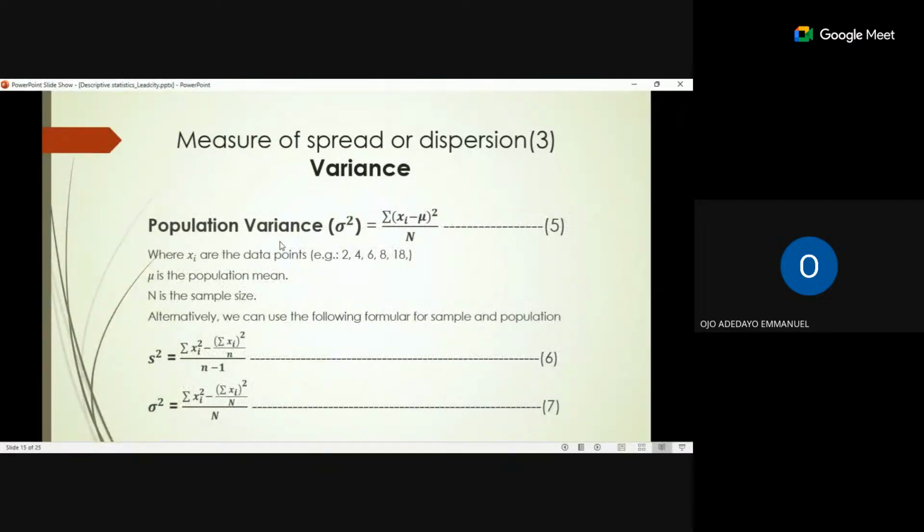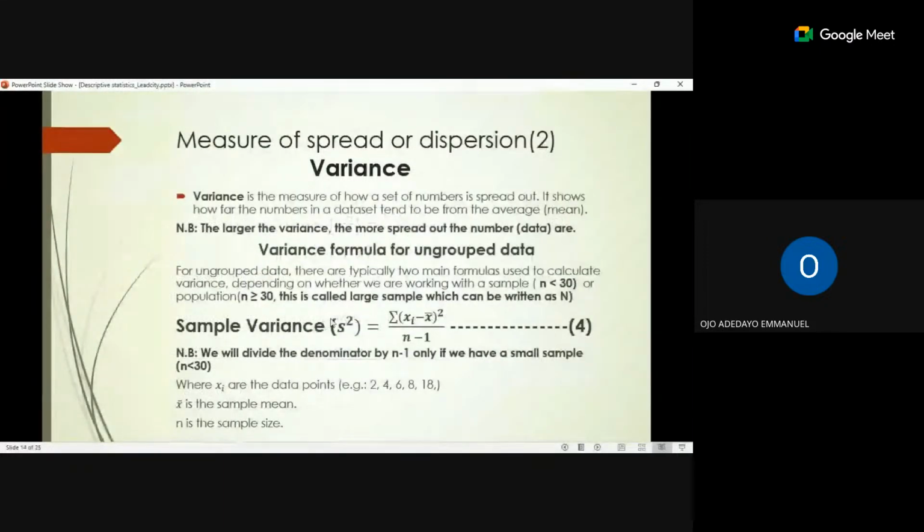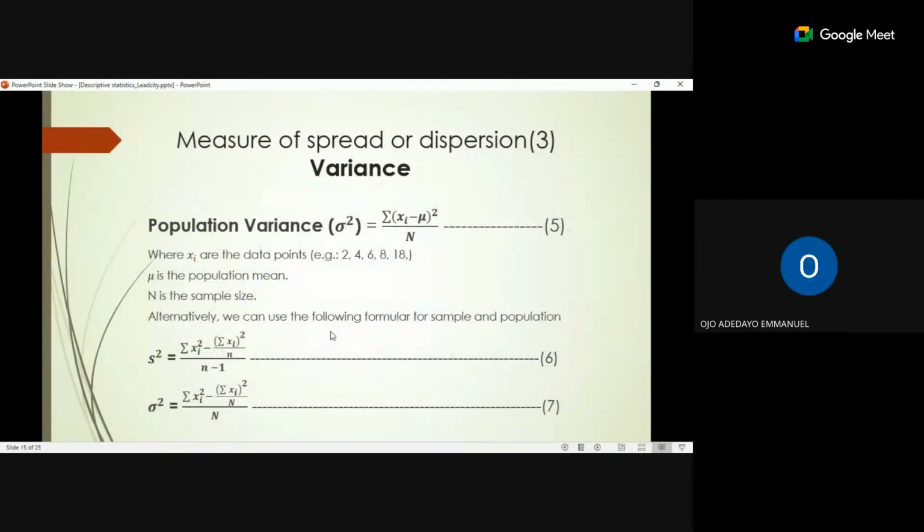Now look at this. This is what we call the population variance. If you look at this symbol, this is called sigma square. But for the sample, we have the small s square. So if your examiner asks you to calculate the population variance and you discover that your sample size is greater than 30, you must write it in sigma square. Immediately I say sigma square, I know that it is a population variance.